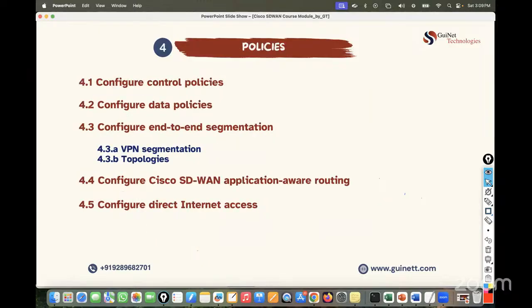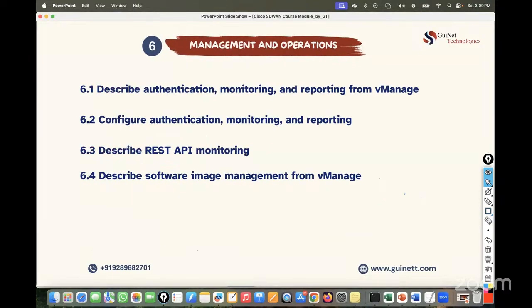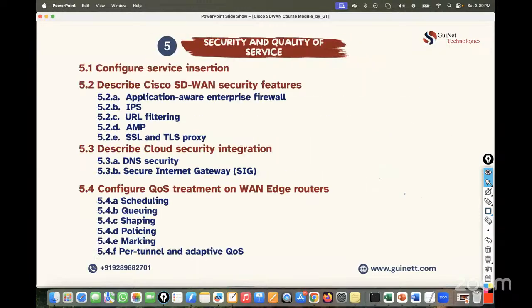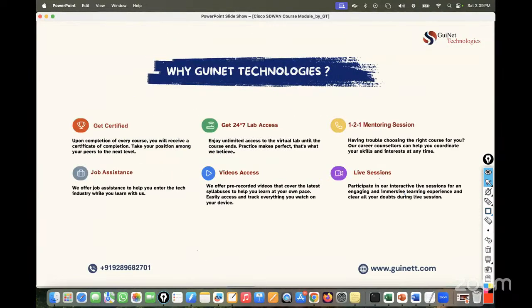What are the key components, underlay, overlay, that is going to happen. A lot of topics are there. If I go and explain, it is going to take more than 1 hour. So I will leave all this topic discussion, and let's talk about why you should start your journey with the GUI Net technology.